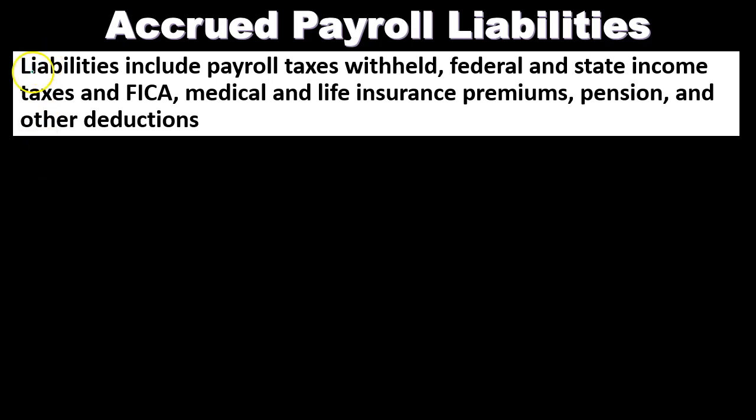So accrued payroll liabilities. Liabilities include payroll taxes withheld. That includes federal and state income taxes, FICA taxes. FICA taxes include Social Security and Medicare. We have medical and life insurance. These are things that are going to be usually optional benefit type of items, which are going to be medical benefits and insurance premiums. Pensions are going to be big. We could have things like 401k plans that would be deductible from payroll as well, and other deductions.